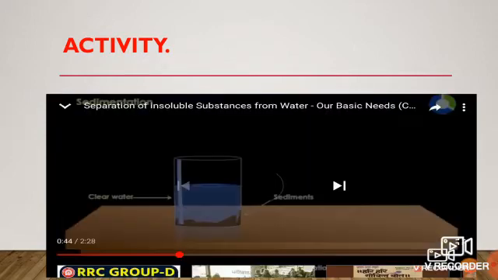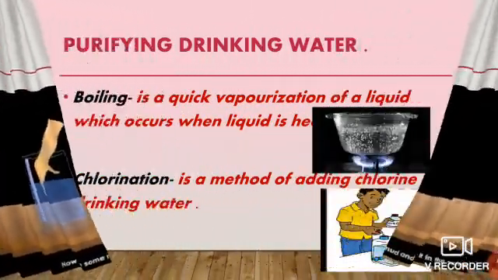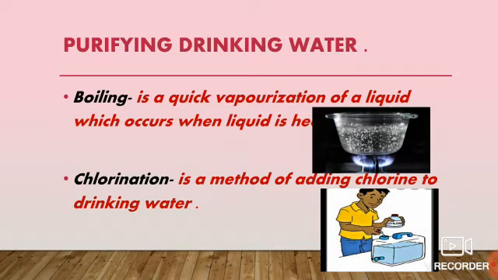Now, ways of purifying drinking water. After removing soluble and insoluble impurities from drinking water, it is purified by two processes, that is, boiling and chlorination. Boiling is a quick vaporization of a liquid which occurs when a liquid is heated. Boiling is a very simple method of water purification which kills most of the germs.